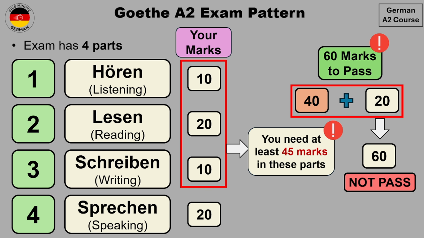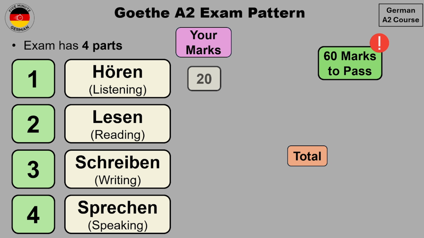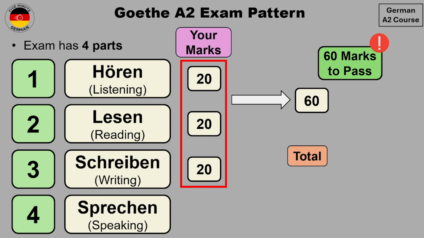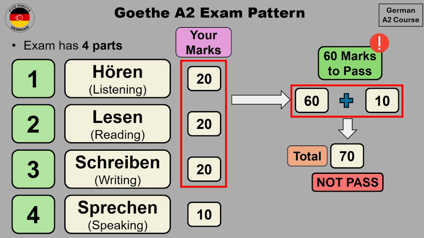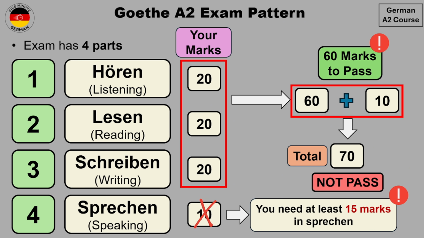Now let's take one last example. So suppose that you got 20 marks in Hören, 20 in Lesen, and 20 in Schreiben. So the sum of these marks is 60 marks in total. So now you have the marks to pass. However, in Sprechen, you only get 10 marks. Then when you add both of these together, you get a total of 70 marks, which is more than 60 marks. But you will not pass the exam because in the Sprechen part, you need at least 15 marks to pass.